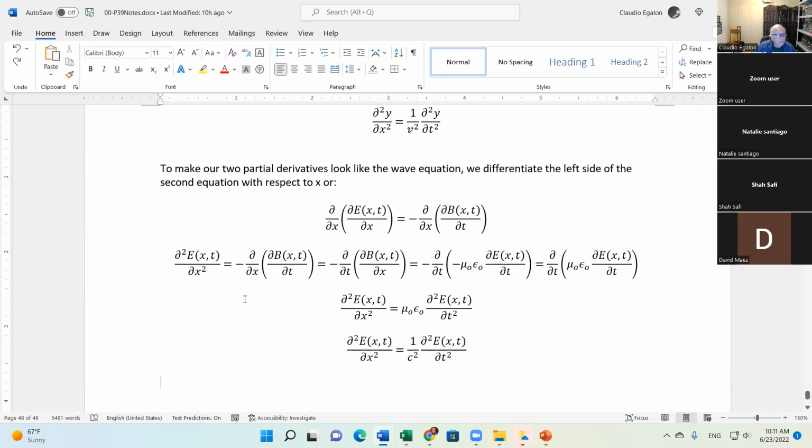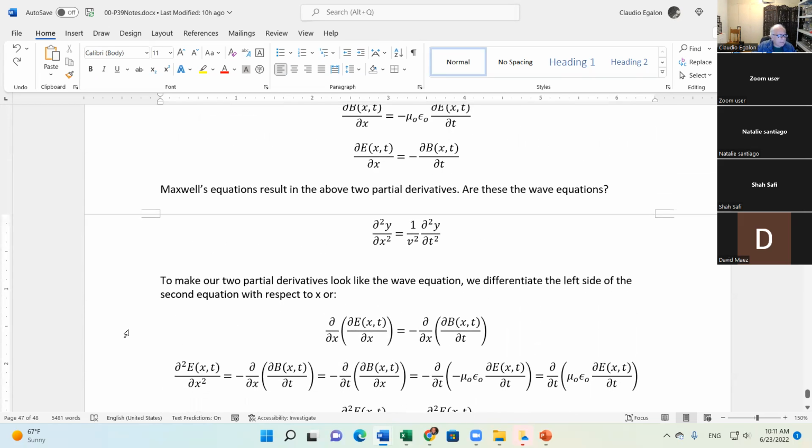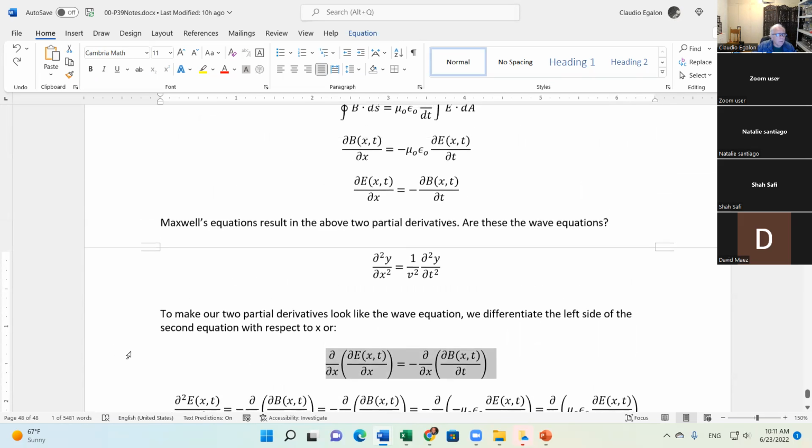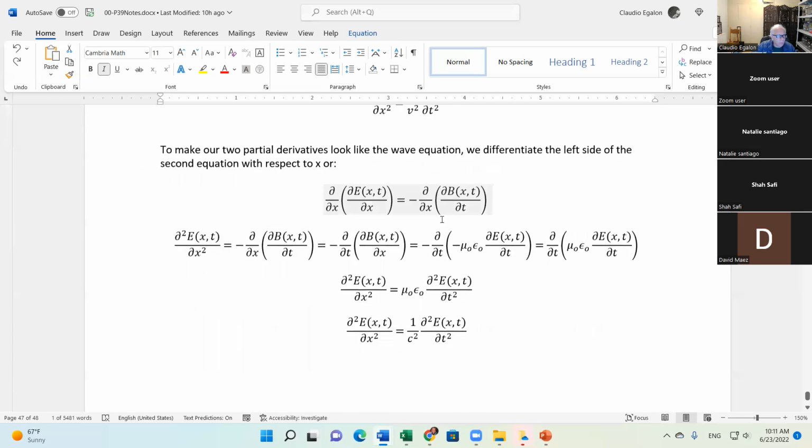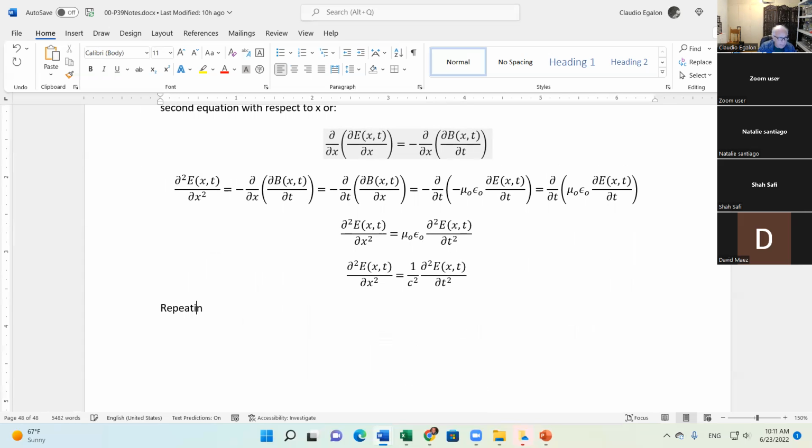Repeating for the magnetic field, you can repeat for the magnetic. I did here the partial derivative with respect to the partial derivative of E. But what if you repeat for this one instead? You do d/dx here, you get d/dx on the side as well, commute the dt with the dx, and then substitute right here. Repeating for the other partial derivative equation, you get the same thing for the magnetic field.